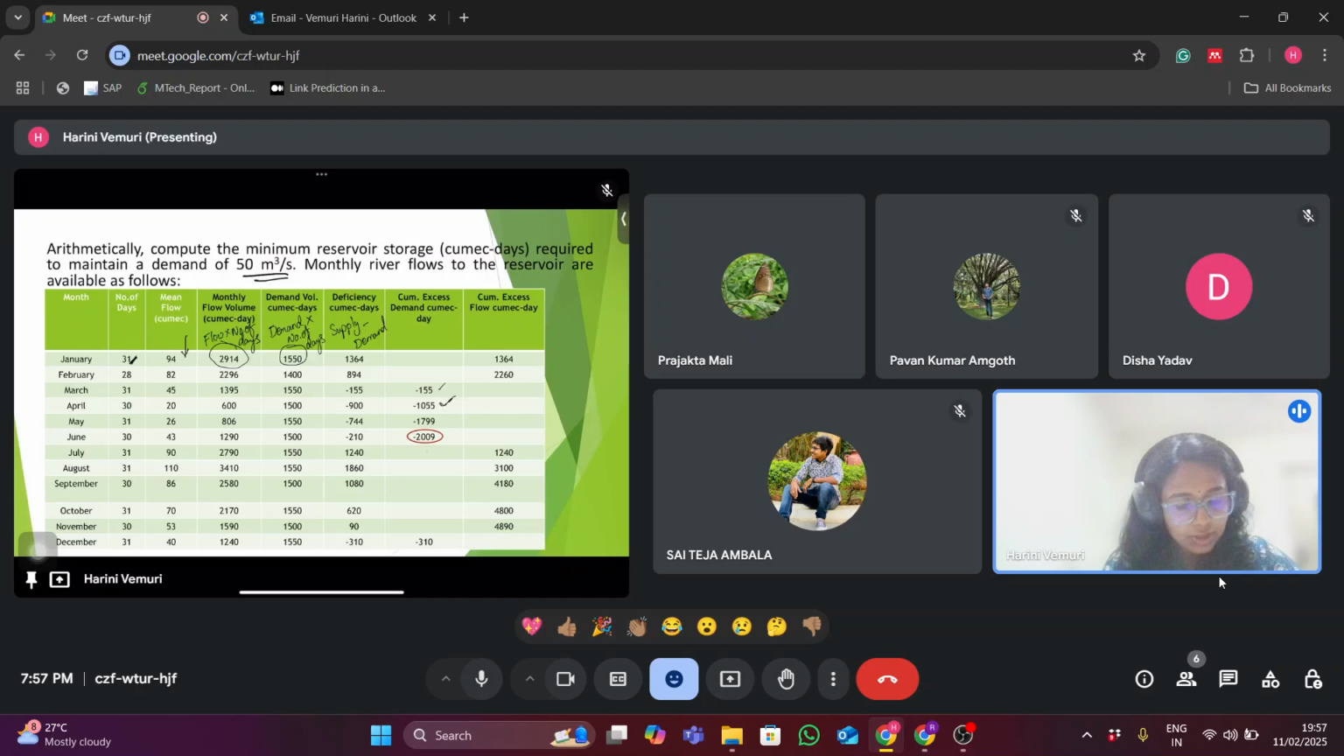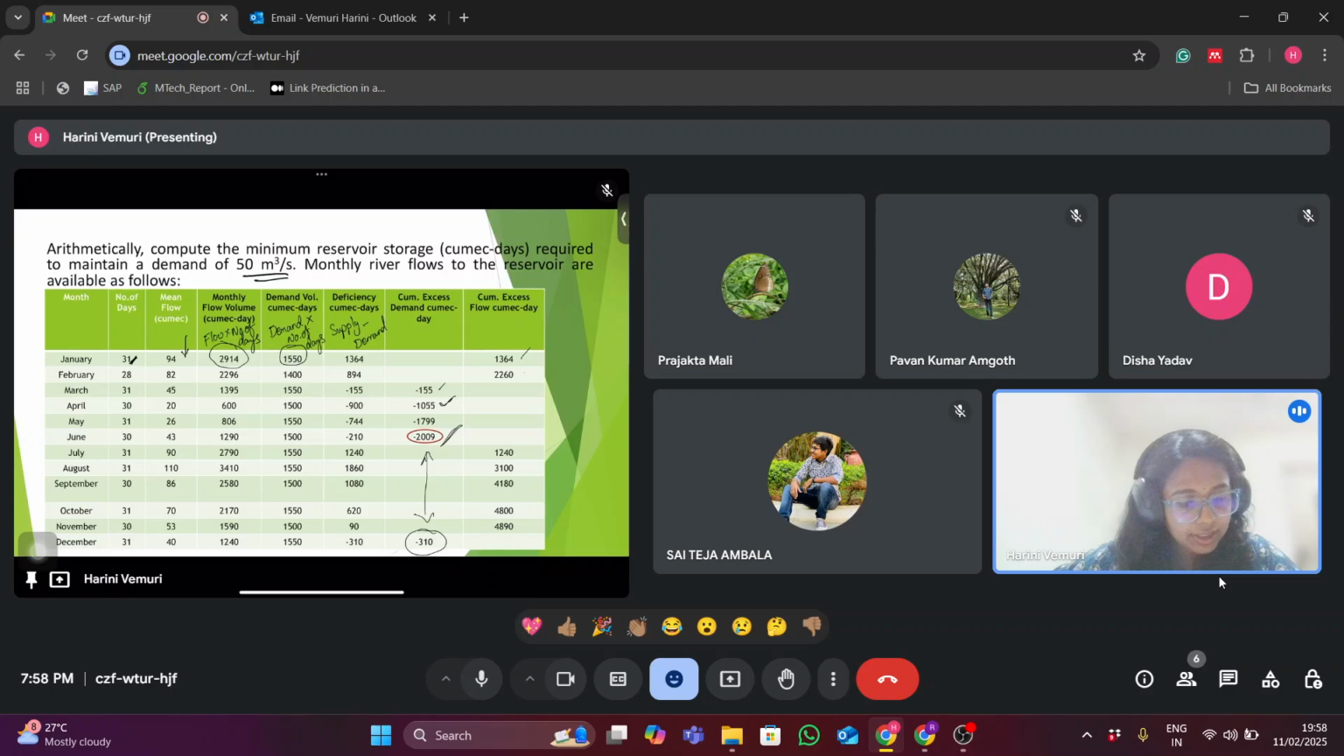Here you can see there is a gap. So when we are calculating cumulative excess demand, we are not adding minus 2009 plus minus 310, we are only taking 310 because there is a gap, it's not continuous. Whatever is the maximum value, that will be our minimum reservoir storage that is required. And one more column is the cumulative excess flow, where the supply is more than demand. Those values are written in this column.